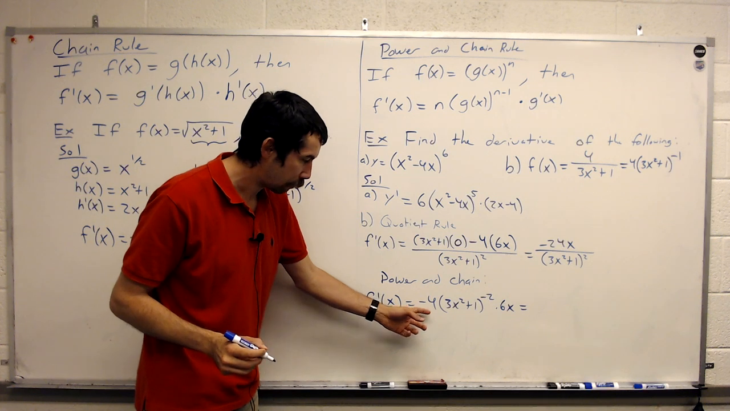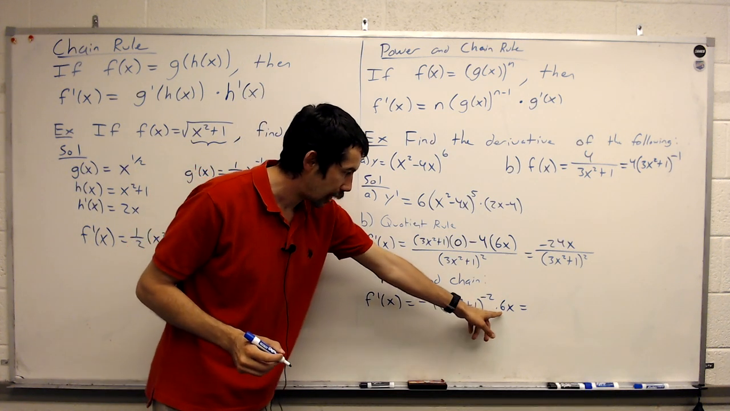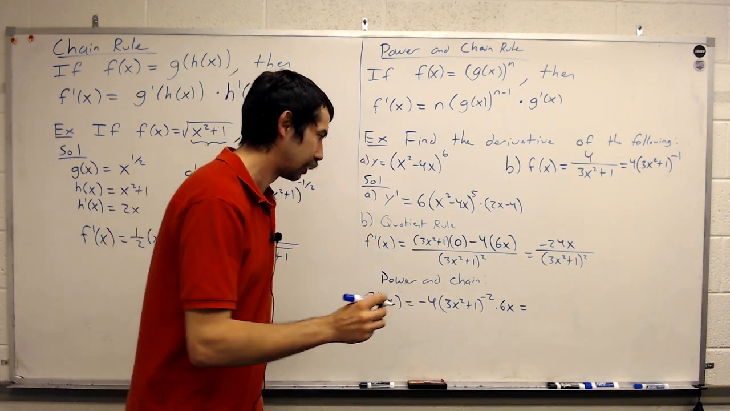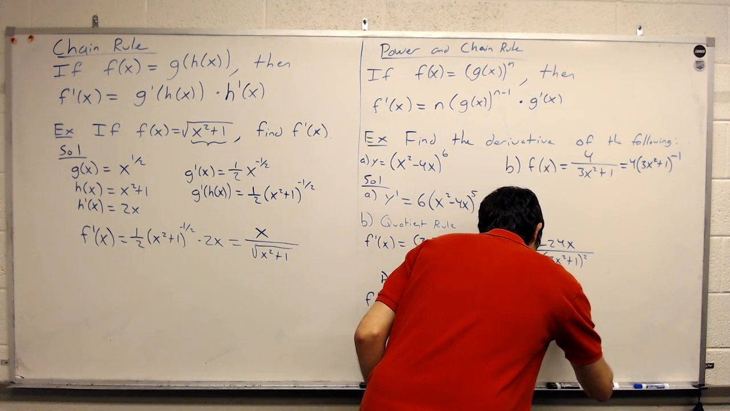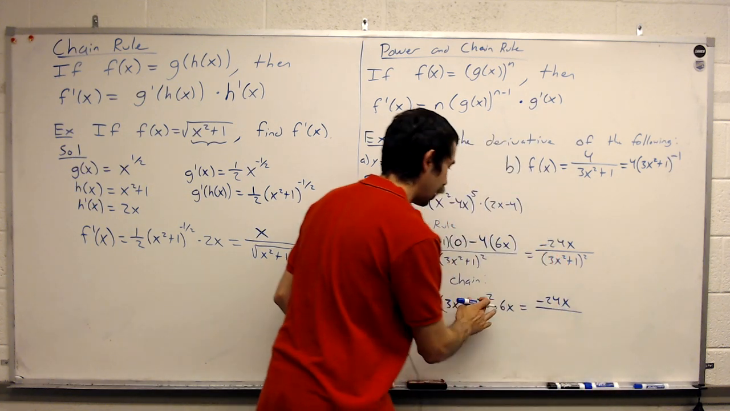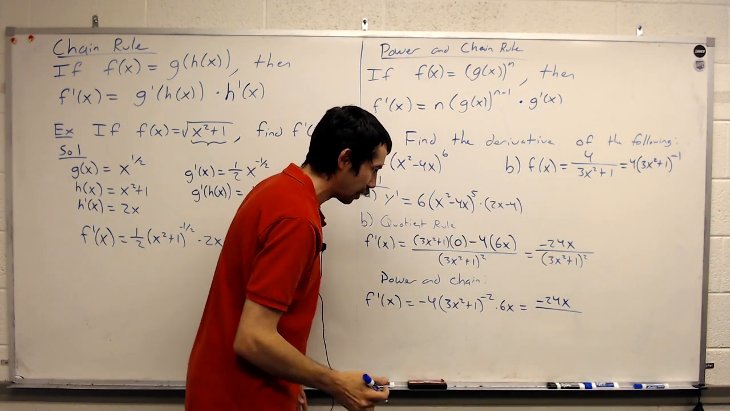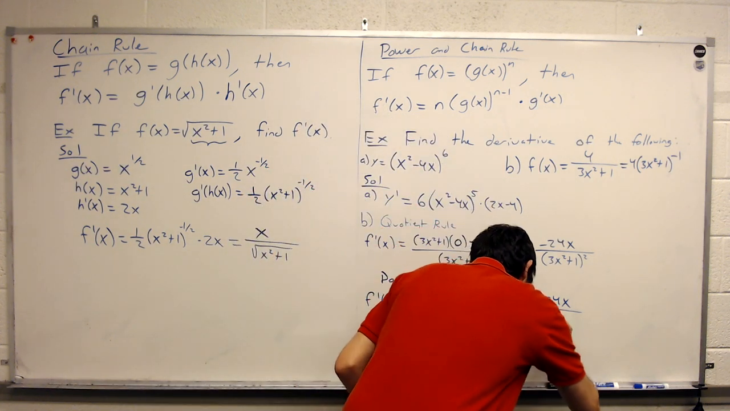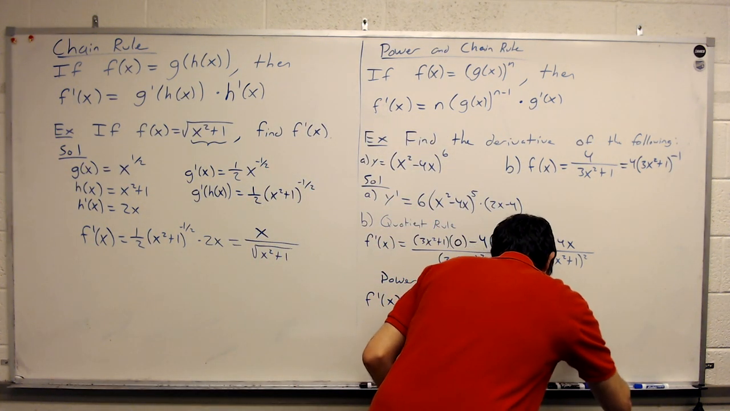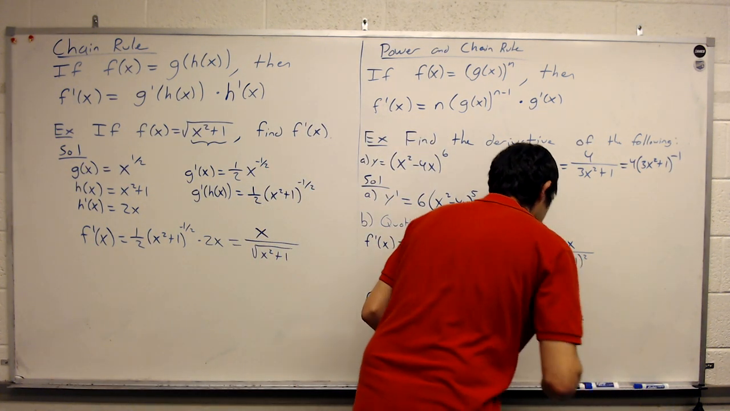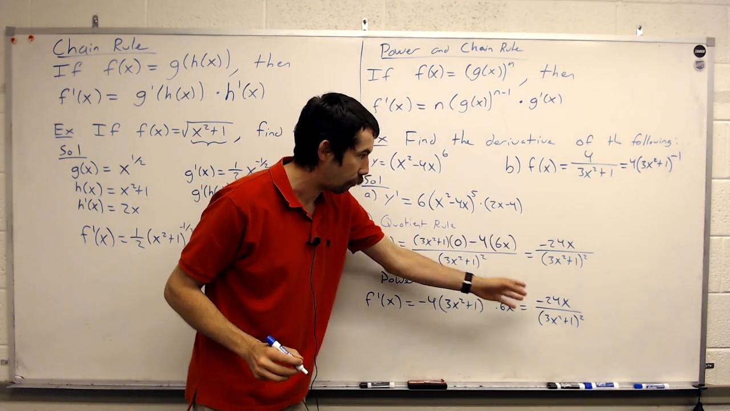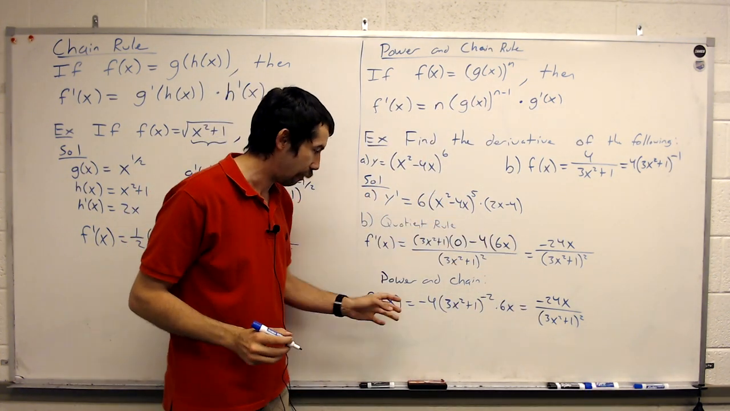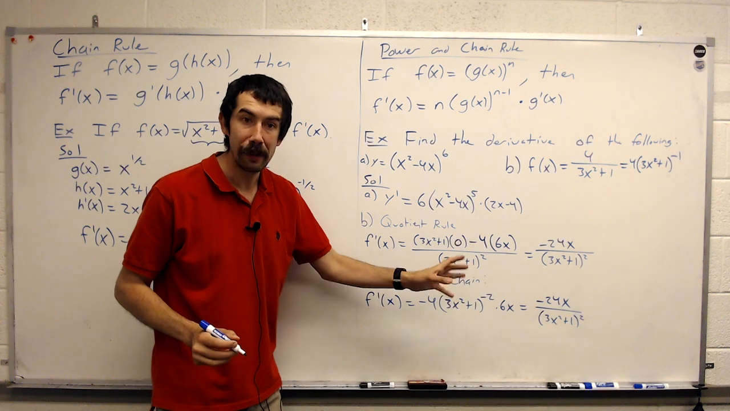Okay, and now we could simplify this. Negative 4 times 6x is negative 24x. And then instead of having the negative exponent, I'm going to put that in the denominator. And you could see if we use the quotient rule, we get one answer. If we use the power and chain rule, we get the same answer.